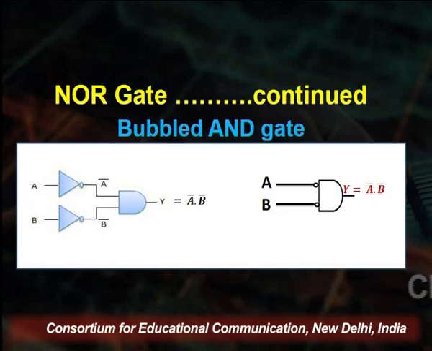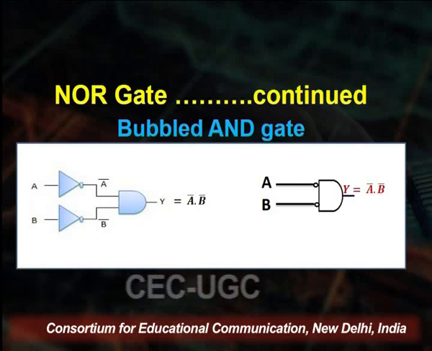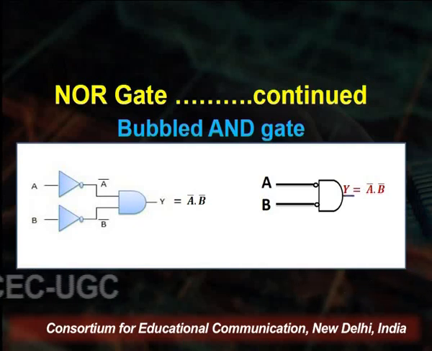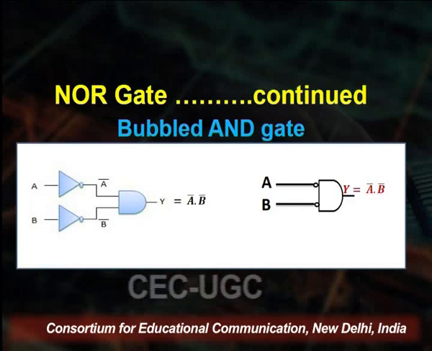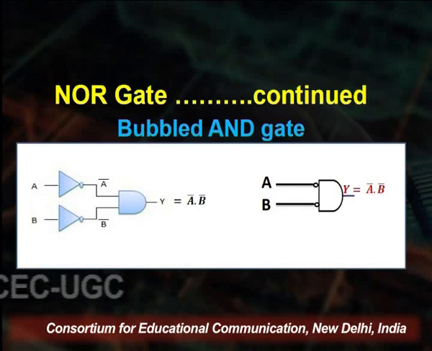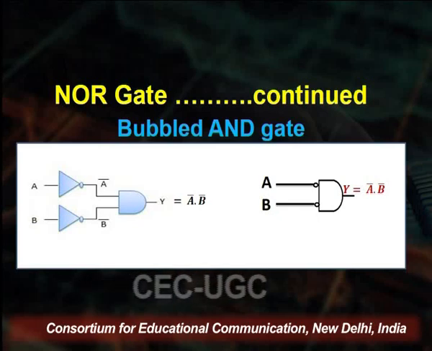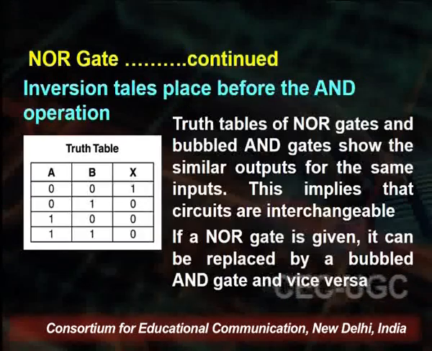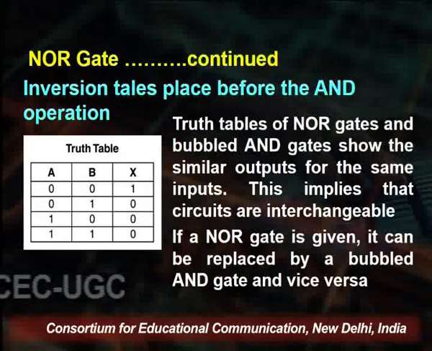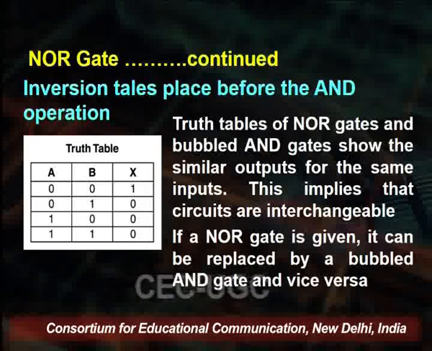Why are we discussing this? We are discussing this because, as we will see from the Boolean expression as well as the truth table, bubbled AND gate gives the same truth table as that of NOR gate. In this case, we are just taking 2 inputs of bubbled AND gate and a 2 input NOR gate, and as we see, in both the cases we have the same truth table.